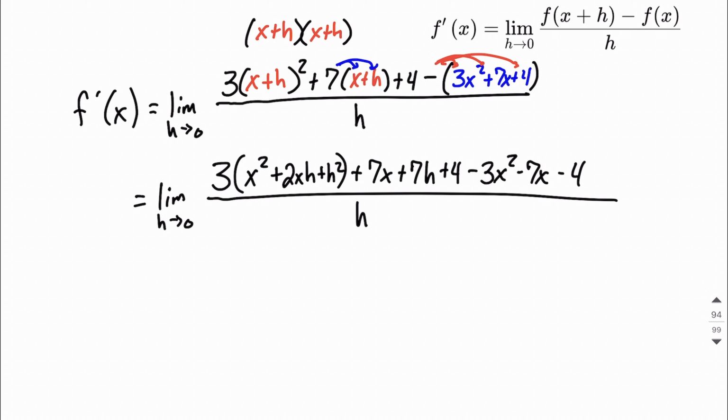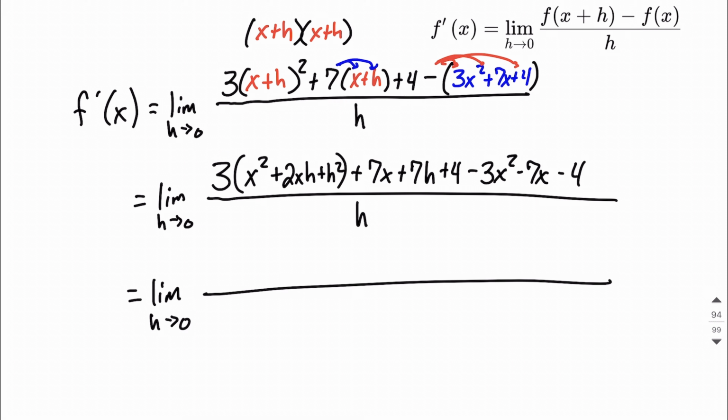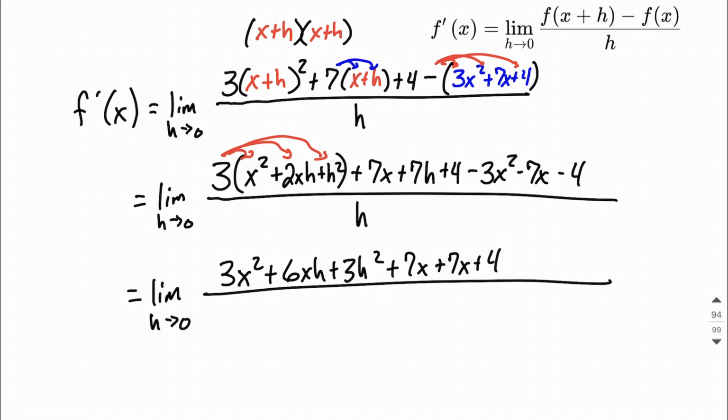At this point, we could start combining like terms if we wanted to, or we could distribute that 3 out in front. I'm going to choose to distribute the 3, although there's nothing wrong with beginning to combine like terms to simplify the numerator. What I mean by distributing that 3 is that it's going to be multiplied by each one of these terms inside the parentheses to get rid of our parentheses. So that's going to make it 3x squared plus 6xh plus 3h squared. And then really I'm just copying down all the other terms in our numerator.